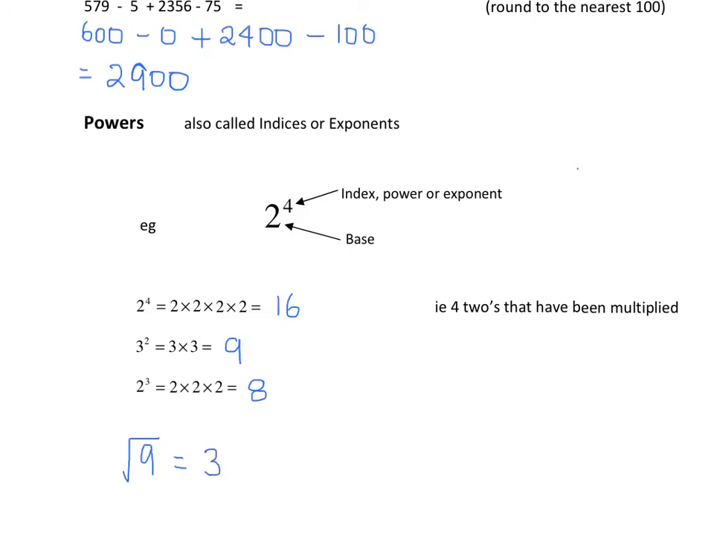So let's say that again. What number multiplied by itself will give you 9? That's what the square root sign means, and that number is 3. So we're going to move on to the next page where we look at the square roots of various numbers.